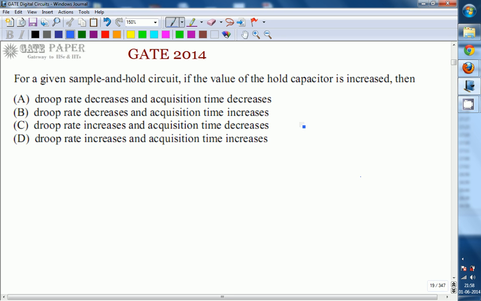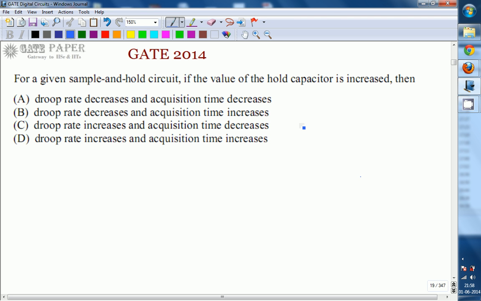Hello, we are discussing the GATE 2014 ECE paper, and this question is related to digital circuits. For a given sample and hold circuit, if the value of the hold capacitor is increased, what happens to droop rate and acquisition time, whether they increase or decrease? That is what the question asked.